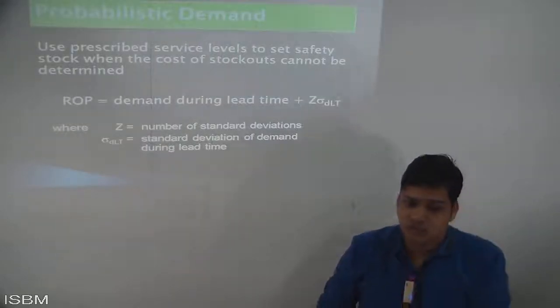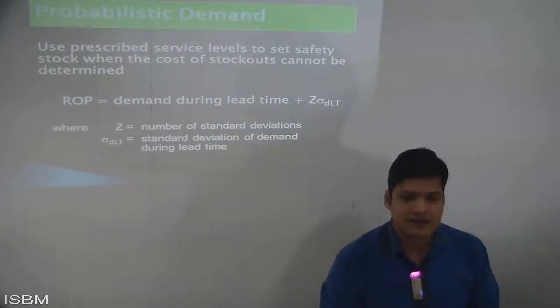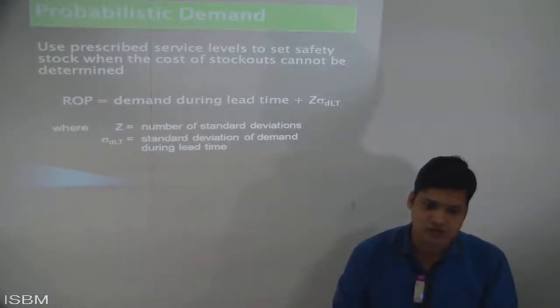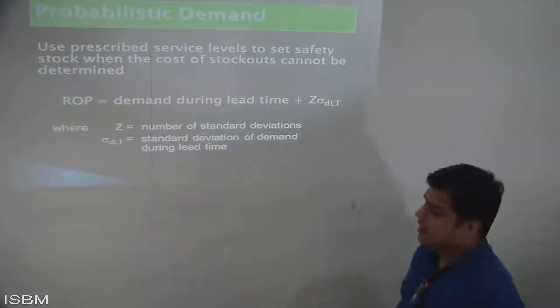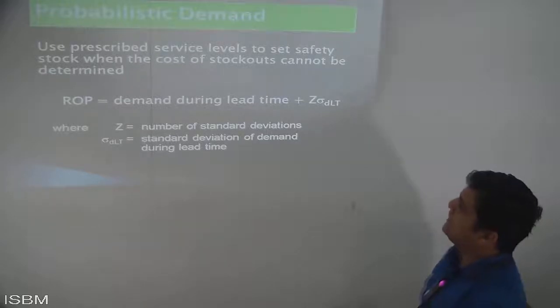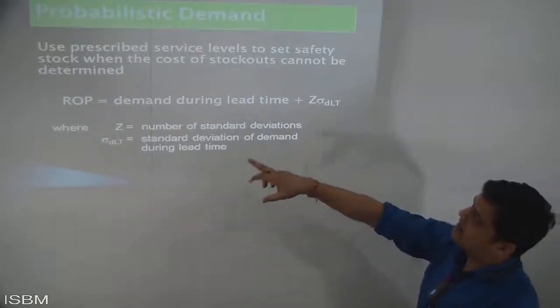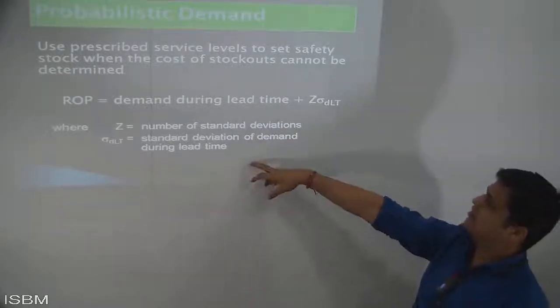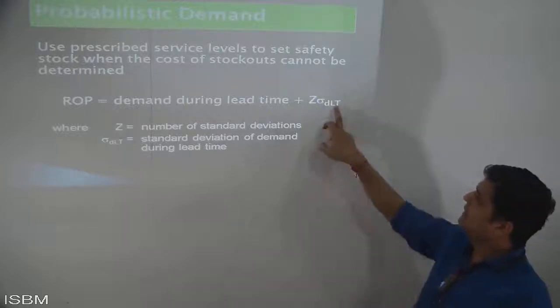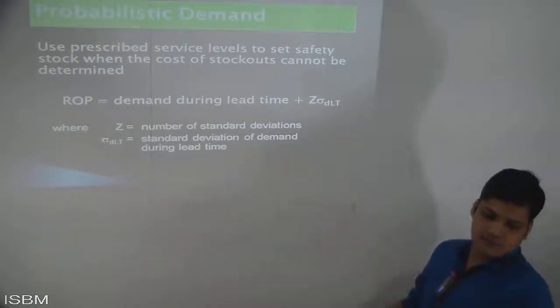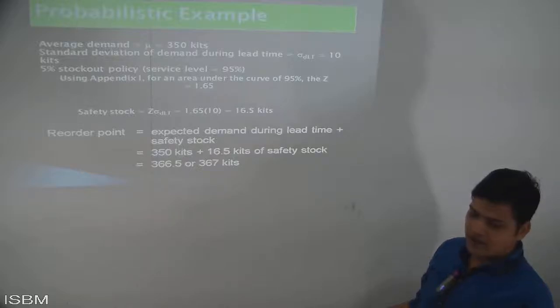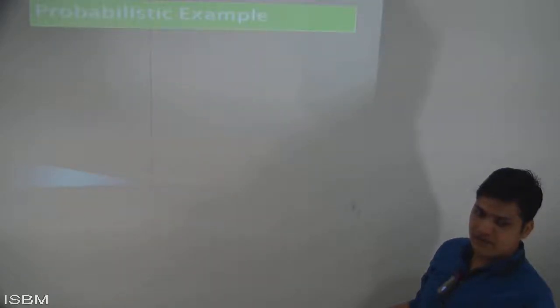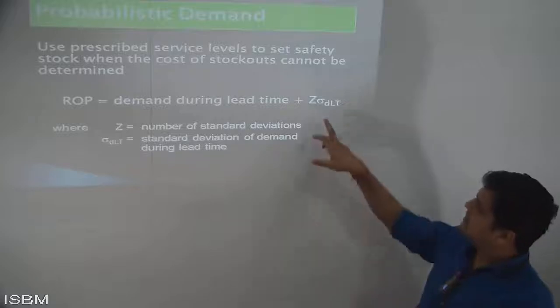Probabilistic demand. Use a prescribed service level to set safety stock when the cost of stockouts cannot be determined. ROP, the reorder point, is the demand during lead time plus Z sigma DLT. Z is the number of standard deviations. Sigma DLT is the standard deviation of demand during lead time. LT is lead time. D stands for demand. Here you can see demand during lead time.